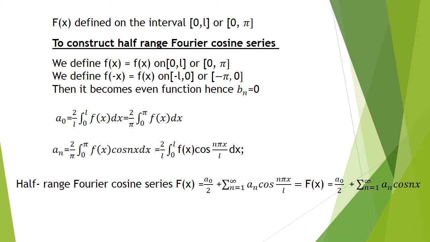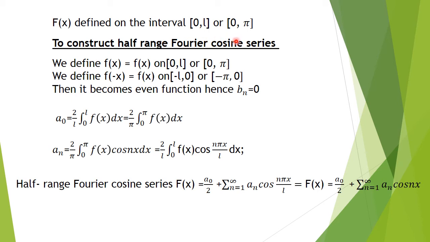Now let us see the half range Fourier cosine series on 0 to L, 0 to pi, half of the interval. On 0 to L or 0 to pi you cannot change anything. f of x equals f of x on 0 to L or 0 to pi. This you cannot change because it is a given function. Now what we are going to do is extend the function as f of minus x equal to f of x on minus L comma 0 or minus pi comma 0. On the left of 0 to L, on the left of 0 to pi, you are going to define it as f of minus x equal to f of x.